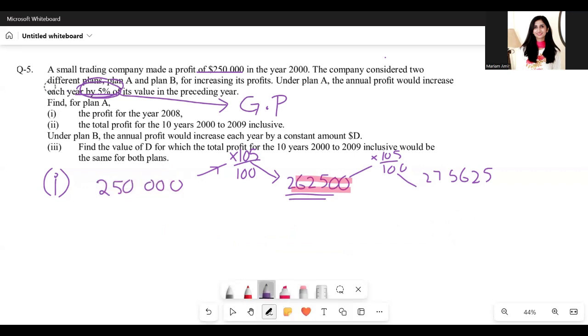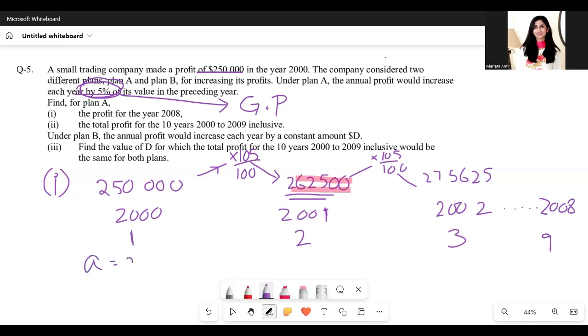Okay, so this was year 2000, right? This would be year 2001. This would be year 2002. So N is 1 over here, N is 2 over here, N is 3 over here. So in year 2008, N is going to be 9. So A is 250,000, R is 105 over 100 or 21 over 20, and N is 9. We just have to find the 9th term now.